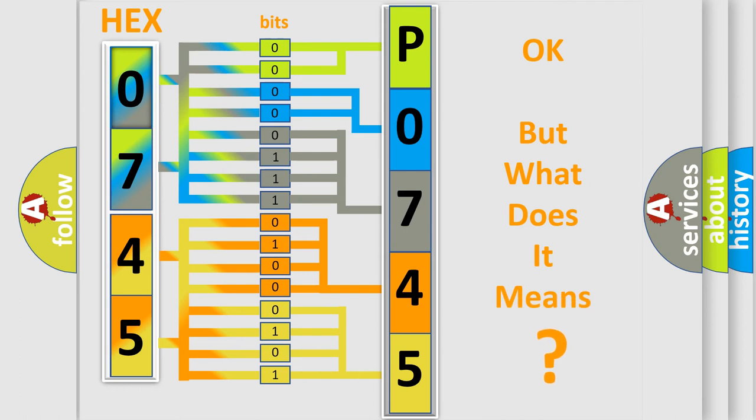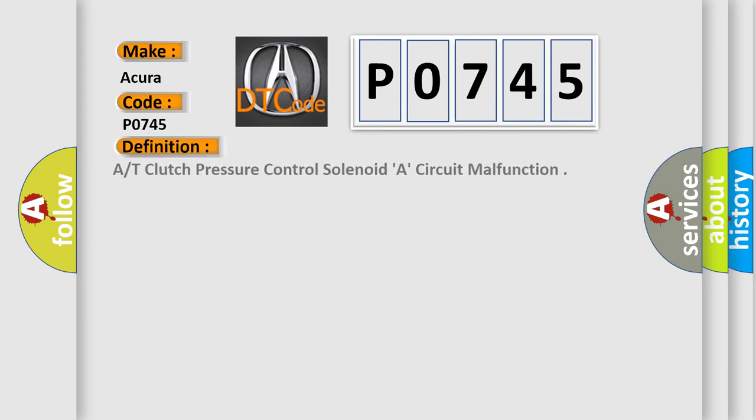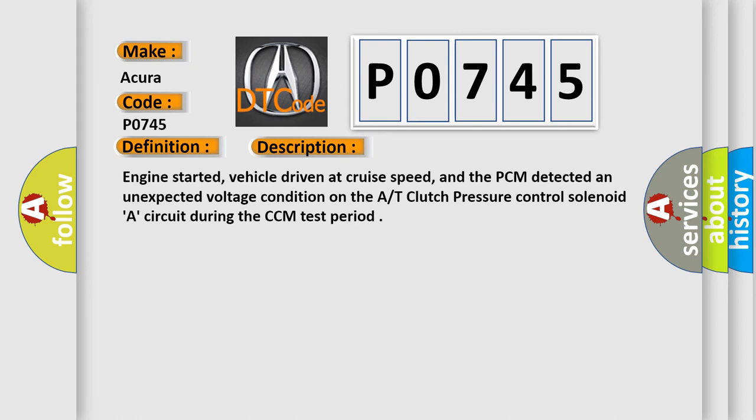The number itself does not make sense to us if we cannot assign information to what it actually expresses. So, what does the diagnostic trouble code P0745 interpret specifically for Acura? The basic definition is: clutch pressure control solenoid A, circuit malfunction. And now this is a short description of this DTC code.